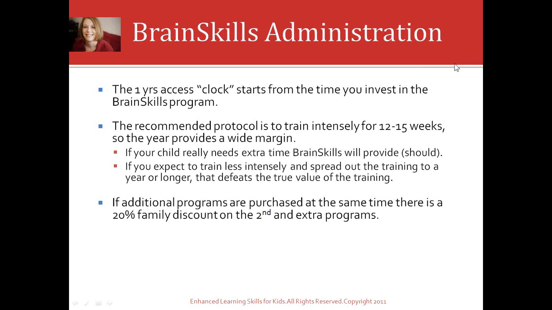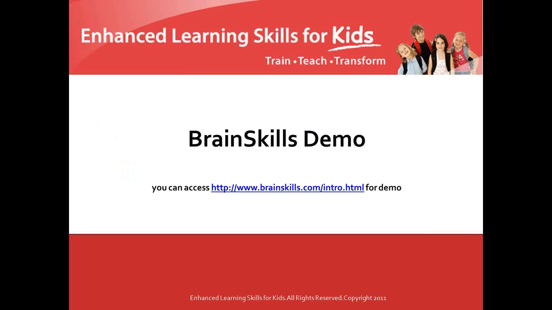And then the other thing is the pricing for the BrainSkills program, when we have to go out and purchase licensing on top of or as part of that student transformation program that we're going to be doing online. If you have siblings that you want to join as well, we'll just make adjustments for that, and we'll work out the pricing with you. So the licensing itself for the BrainSkills provides a 20% family discount on second and extra programs.